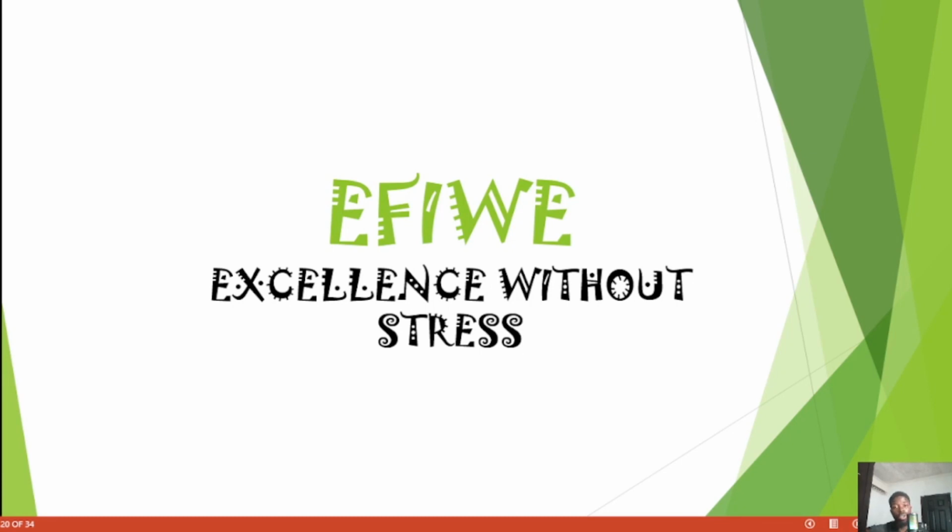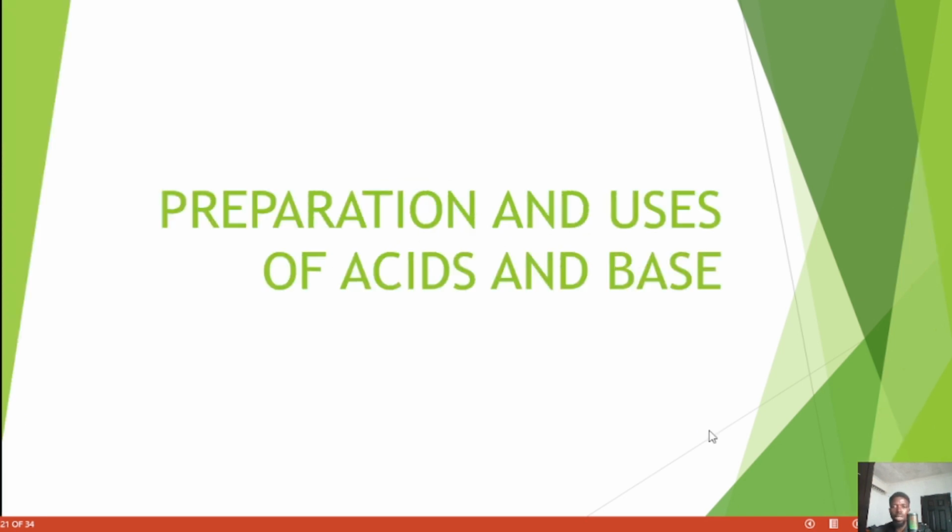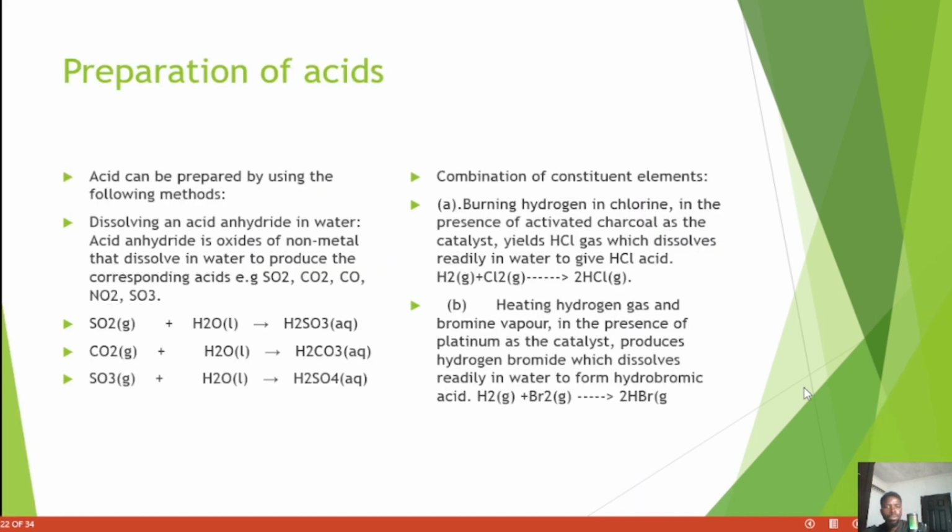In this section of the study, we are going to be considering the uses and preparation of acids and bases. Now, let's consider the preparation of acids. Acids can be prepared using the following methods. The first one is dissolving an acid anhydride in water. An acid anhydride is an oxide of a non-metal that dissolves in water to produce the corresponding acid.